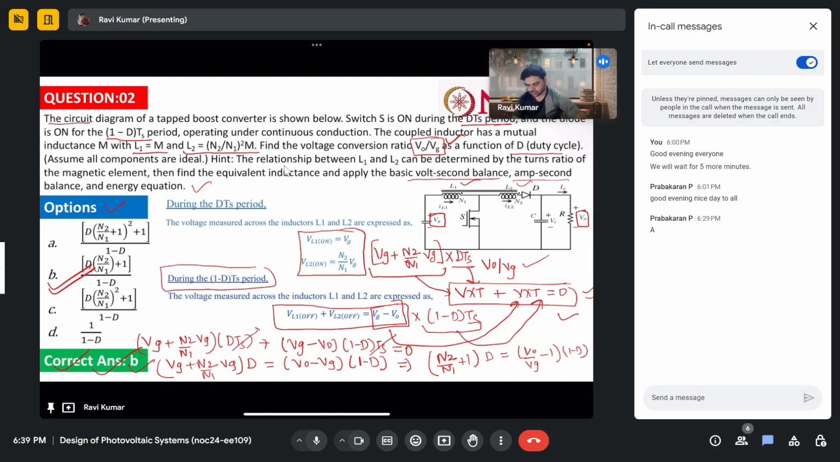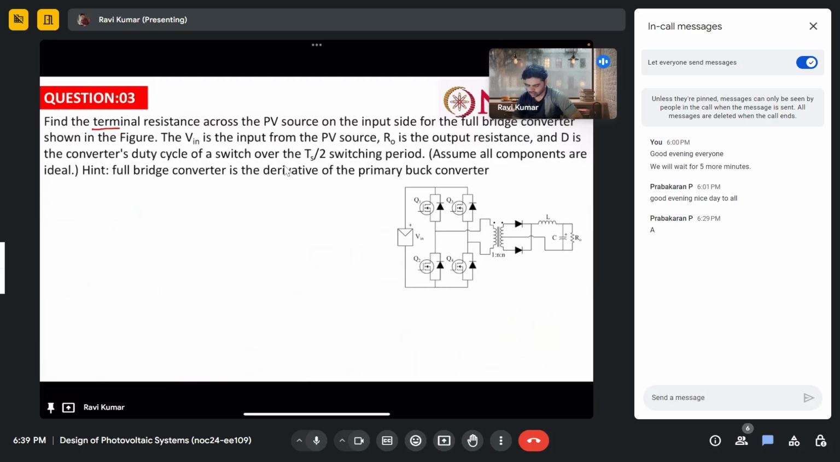Let's move to the next question, which says find the terminal resistance across the PV source on the input side for the full bridge converter shown in the figure. The Vin is the input from the PV source, so this is the Vin. Find the terminal resistance across the PV source. Terminal resistance means RT.